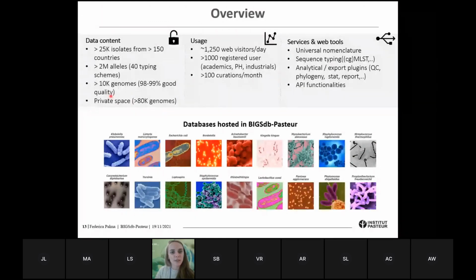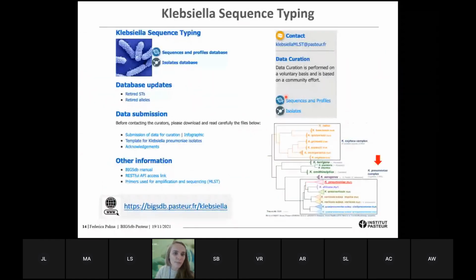All this data, as I told you, can be analyzed thanks to the services and the web tools that are available from the database, such as the sequence typing tool, the quality check, phylogeny, and also can be easily queried through our application programming interface functionalities. So the database is largely used. We can see we have plenty of visitors each day, more than 1,000 registered users, and we receive more than 100 curations per month.